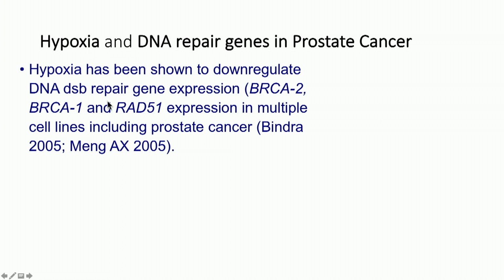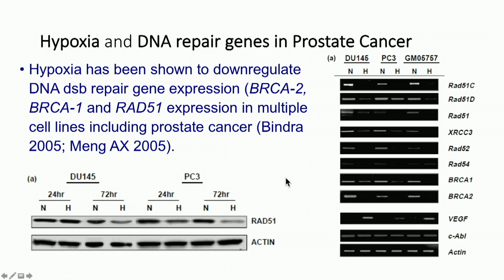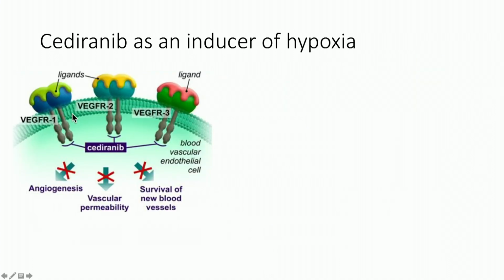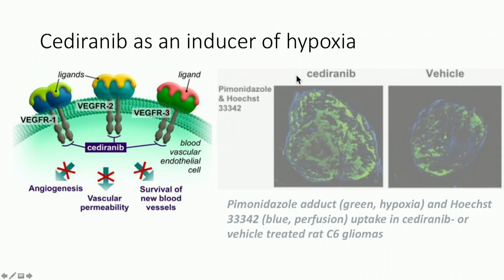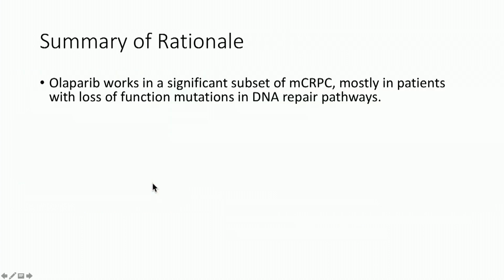Hypoxia will actually downregulate some of the genes involved in DNA repair. And in fact, if you look at DU145 and PC3, and you give them agents that can induce hypoxia, they can actually have reductions in some of the DNA repair enzymes, such as BRCA1 and BRCA2. There's an agent called Cediranib, which is an inducer of hypoxia, an anti-angiogenesis agent. It affects both VEGFR1 and VEGFR2, and it decreases angiogenesis, vascular permeability, and survival of new blood vessels.